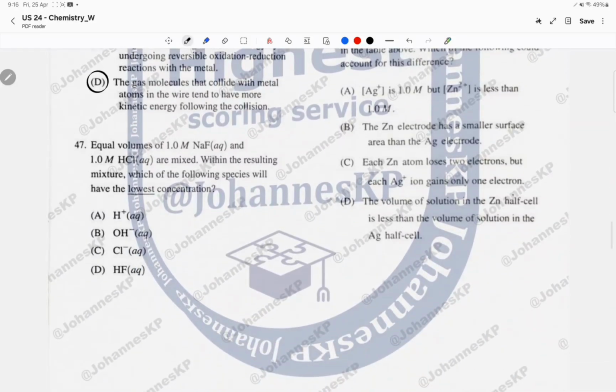47. Okay. So you're having a strong acid, right? HCl with a conjugate base salt. You will get NaCl plus HF. We're looking for the lowest concentration. Okay. So I do see Na, I do see Cl, I do see HF, but I don't see any OH. So it's choice B.